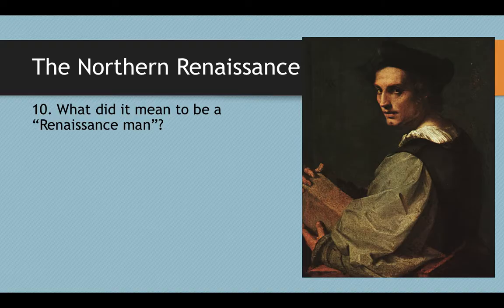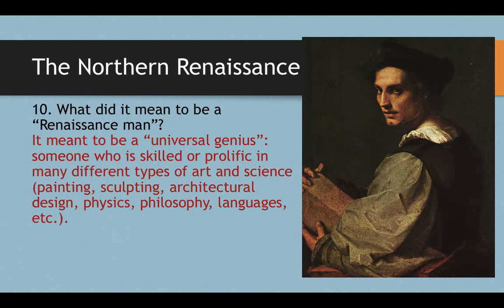Now finally here, the term Renaissance man was kind of coined at this time, and what it meant to be a Renaissance man was to be a universal genius. So basically someone who's very skilled, very prolific in a bunch of different things. Someone who's really, really good at a lot of different things. I'm sure you can think of people in your own life who are like that, who are just smart about every topic. It's rare, but we all know a couple probably.